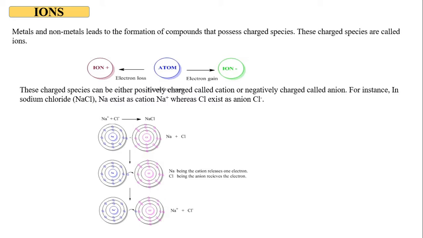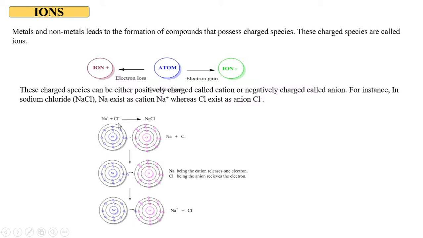So, what is an ion? Metals or non-metals tend to lose or gain electrons in order to attain a stable configuration. While losing an electron, the atom becomes positive, that is a cation, and when it accepts electrons, it becomes a negatively charged anion, that is minus. That charged species, plus or minus, is called an ion. Positive charge means cation, negative charge means anion.